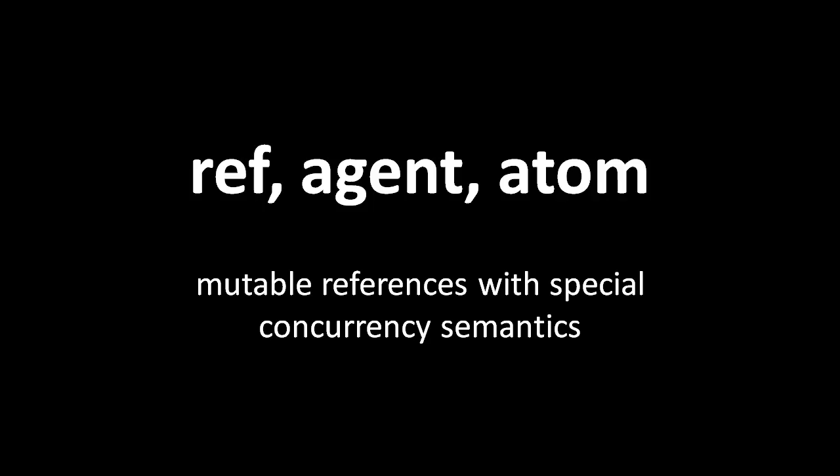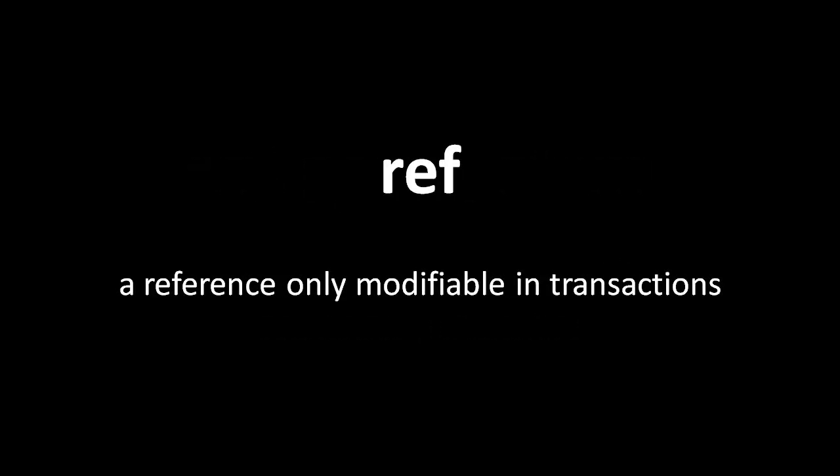And what makes them different from vars, and what makes them different from each other, is that they each have a unique semantics as pertains to concurrency. These three types have different rules, different restrictions about how they are mutated. I won't explain all three, I'll just talk about refs. Not that agents and atoms are complicated, in fact, refs are the complicated one, which is why I'm going to try and explain them.